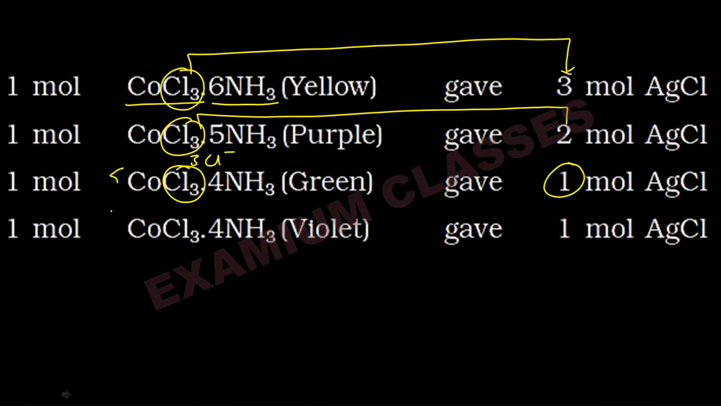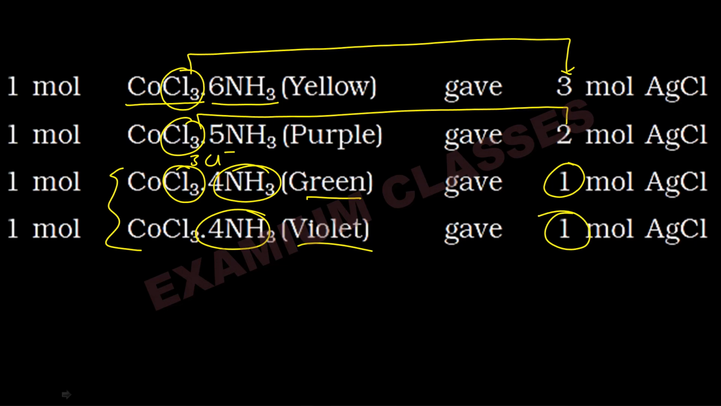These two are actually the same, but the difference is in their geometry. Due to their geometry, the formula is exactly the same. One is green, the other one is violet. Okay. So the difference is in their structure only. Both gave only 1 mole, and it was explained by Werner.